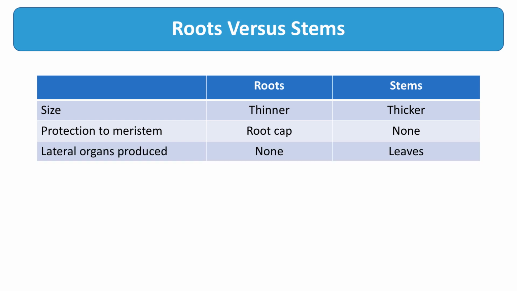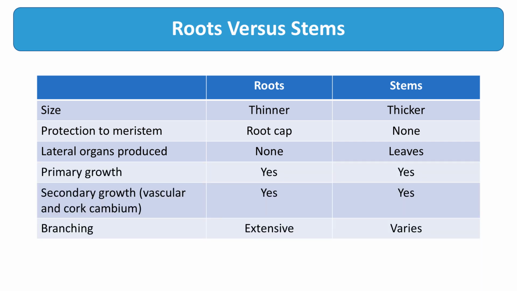Another difference is that the root apical meristem does not produce any lateral organs, whereas the shoot apical meristem produces leaves. Both roots and stems are capable of primary and secondary growth, though they do differ in their branching patterns. Roots typically have more extensive branching than do stems.